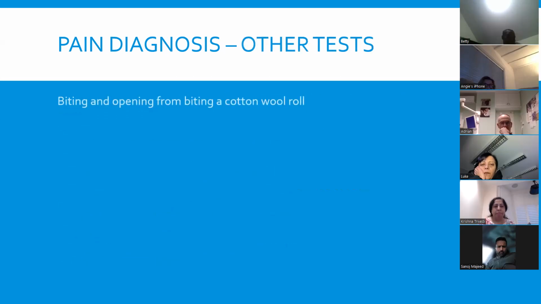Other tests. Biting and opening from biting a cotton wool roll. If it hurts to bite the cotton wool roll, it tends to indicate a problem with the periodontal ligament. If they bite okay and you bite really hard and then they open and instantly get pain, we're looking at a crack in the tooth.